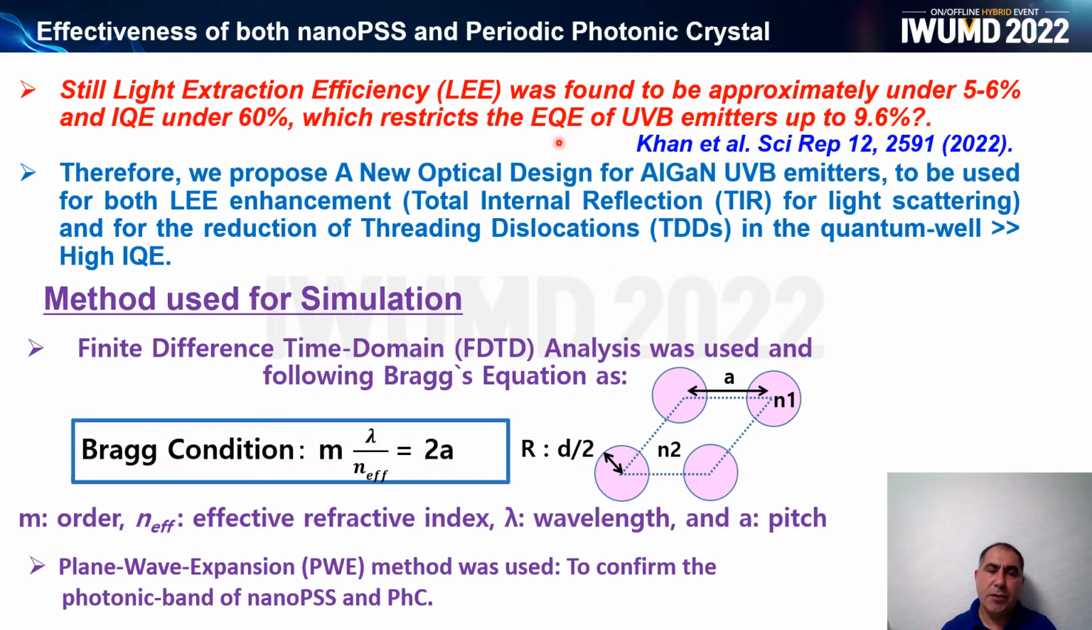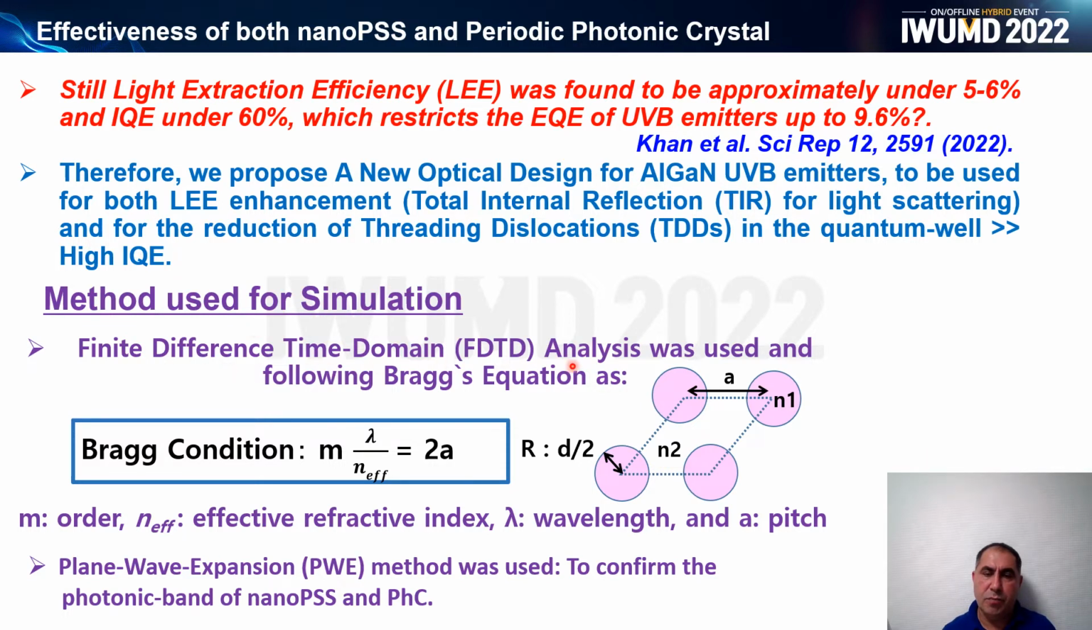Still, light extraction efficiency was found to be approximately 5 to 6%. IQE is also under 60%, which restricts the EQE of UVB emitters to 9.6%. Therefore, we choose a new optical design for AlGaN UVB emitters to be used for both LEE enhancement and also for the reduction of threading dislocation in the quantum well to enhance IQE.